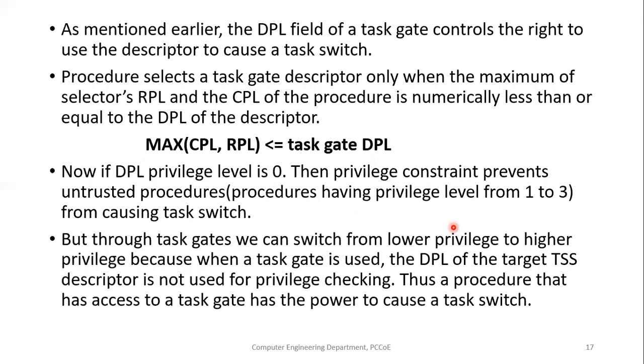As mentioned earlier, the descriptor's privilege level field of a task gate controls the right. What does it control? It will control the right to use the descriptor to cause a task switch. See, who is causing a task switch? That means not every descriptor has the right to cause a task switch. It is given to some special types of descriptors only. So the DPL field of a task gate is so important that it controls the right to use the descriptor to cause a task switch.